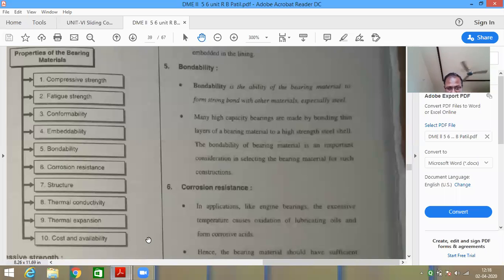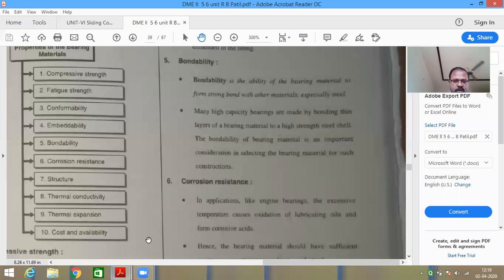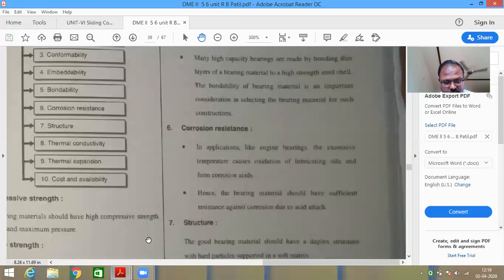Thermal conductivity: if friction is there, then heat will be generated, and thermal conductivity is the property which dissipates the amount of heat that is being generated. Thermal expansion: there must be linear and less thermal expansion. The material should not change its dimension when it is being heated. And the last is cost and availability. Cost should be less, availability should be more.